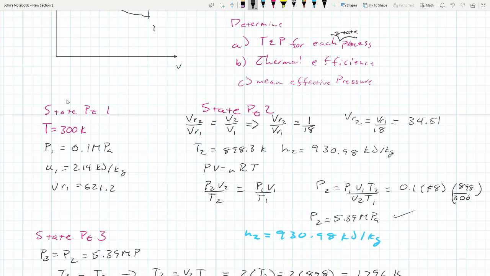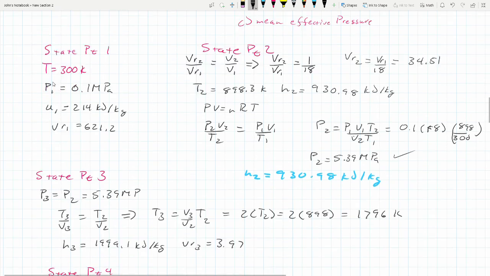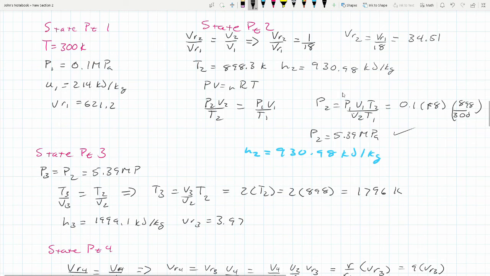From that, we need to find the pressure at state point 2. So we did the ideal gas law equation, and we found P2. We'll be able to get H2 again from that table. Oh, I did write it down. I just didn't see it. I did write it down. Huzzah. All right.